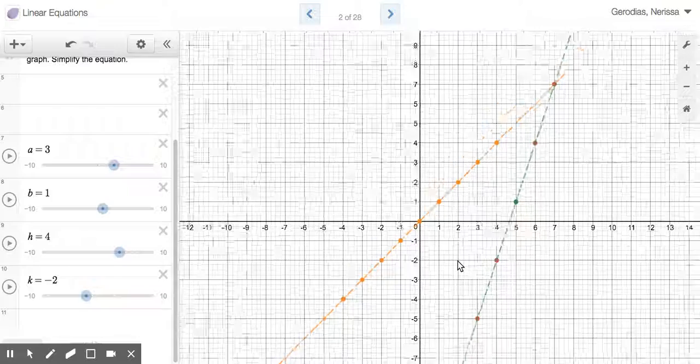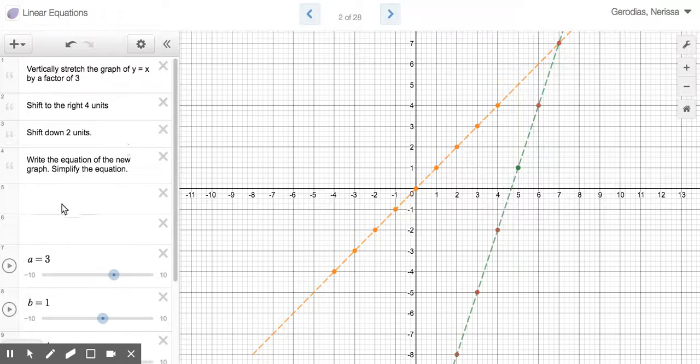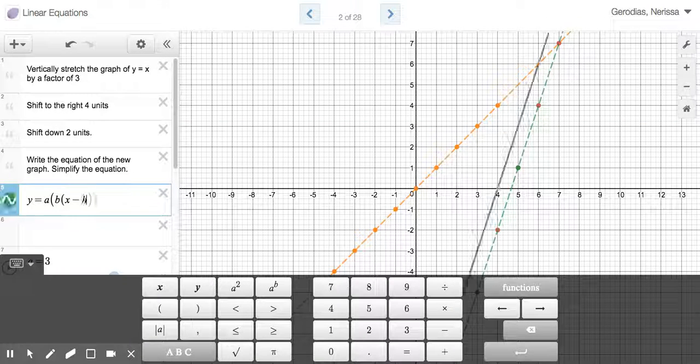So now this is our final line. Now what we're going to do is write an equation for this line. We need to start with the general form, which is y equals a times b times x minus h plus k. And notice that this gave me a graph, and the graph is in the exact place where we brought our line earlier, so we know that this is the correct form.